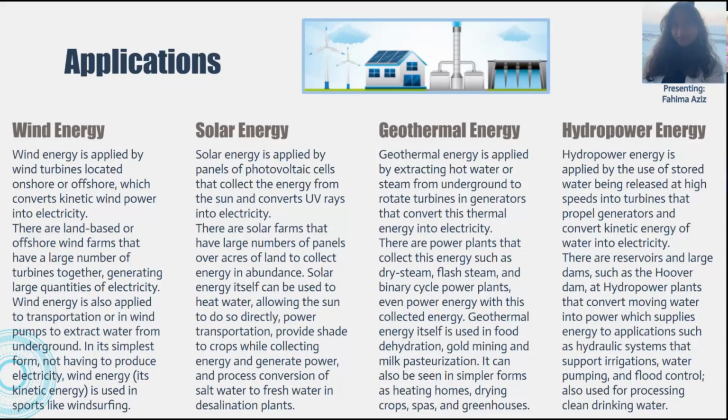They're seen in transportation as well as in agricultural settings, such as shading crops from intense heat while still collecting energy, and also in desalination plants. Then geothermal, which is the process that starts miles and miles underground, where hot water or steam is extracted and used to turn turbines, similar to wind turbines, rotating in generators that convert this energy into electricity and power. They're used in different plants. There's many different geothermal plants, and the way that they differ is just how it's collected, whether it's steam alone, hot water alone, or a hybrid of these. And geothermal energy is used in milk pasteurization or food dehydration.